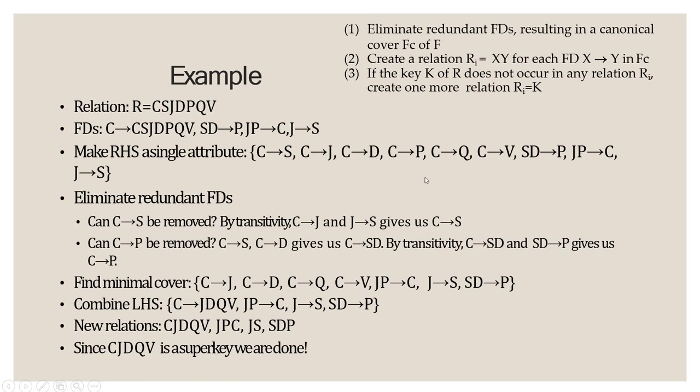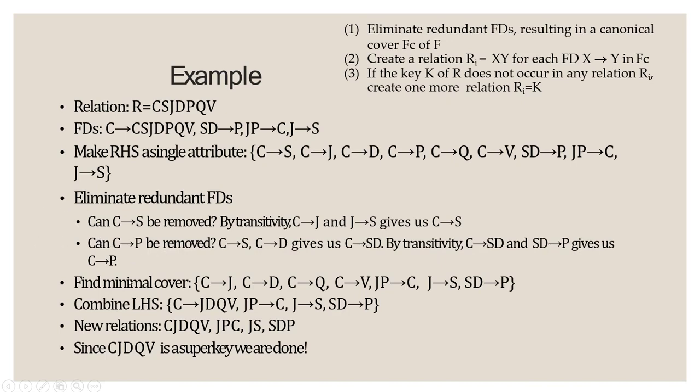What about C determines P? Let's see. So I have C determines S, which we had inferred using these two. I also had C determines D, so I can get C determines SD by combining it. And so by transitivity, using this one and then SD determines P, I can infer C determines P. So we do not have to have this because we're able to infer using other dependencies. So I can remove this as well.